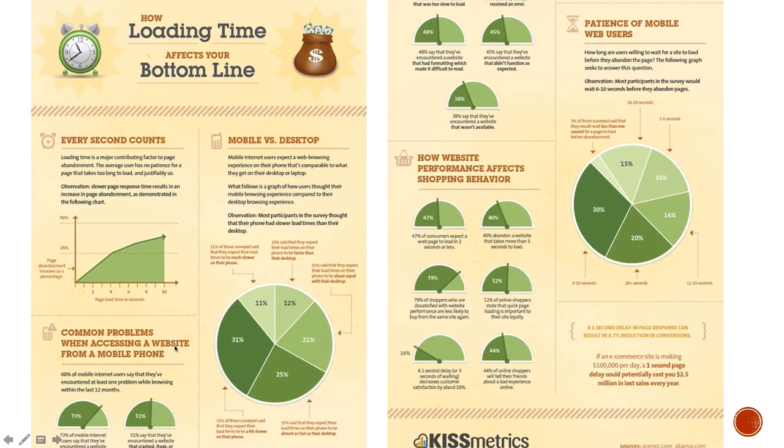Common problems when accessing a website from a mobile phone. 60% of mobile internet users say that they encountered at least one problem when browsing within the last month. 75.3% of mobile internet users say they've encountered a website that was too slow to load, and 51% say that they've encountered a website that crashed from trying to load it or received an error. And these are big issues.